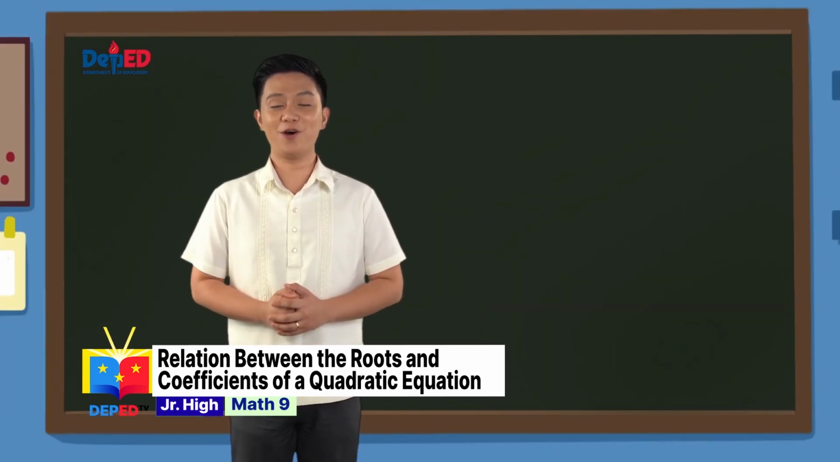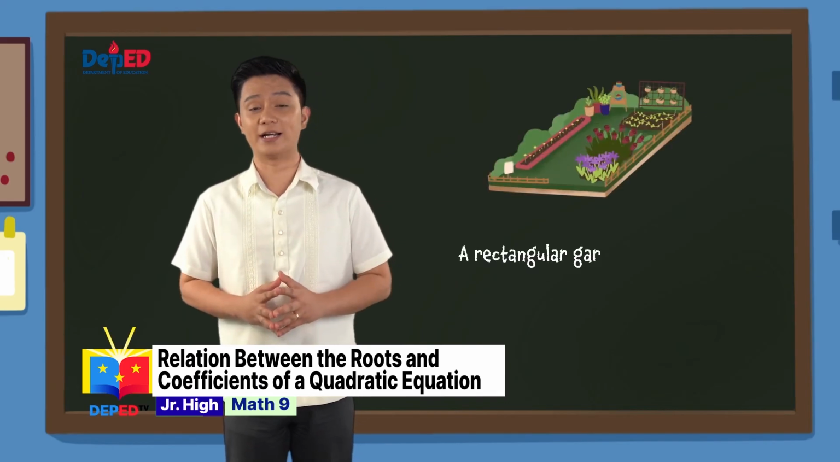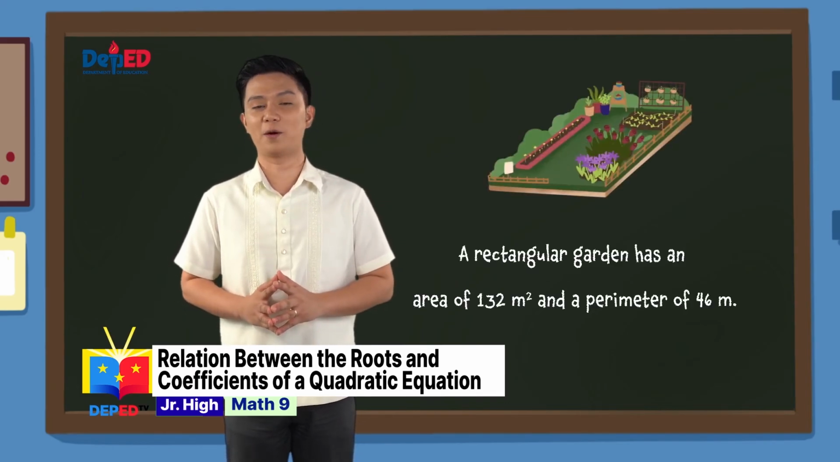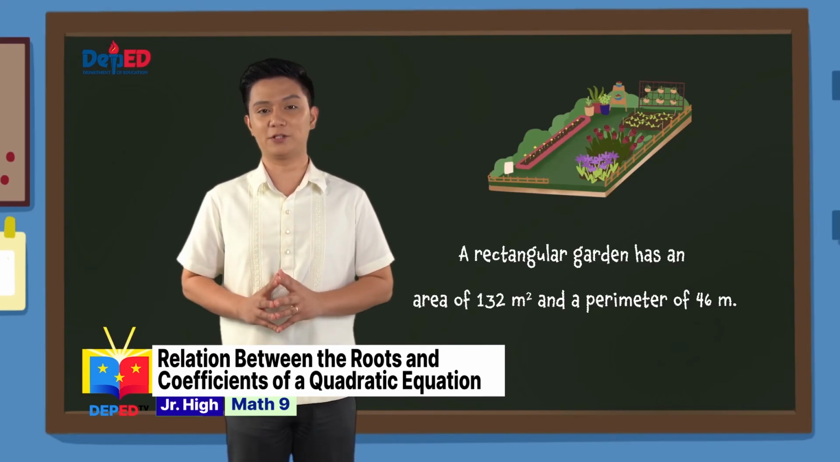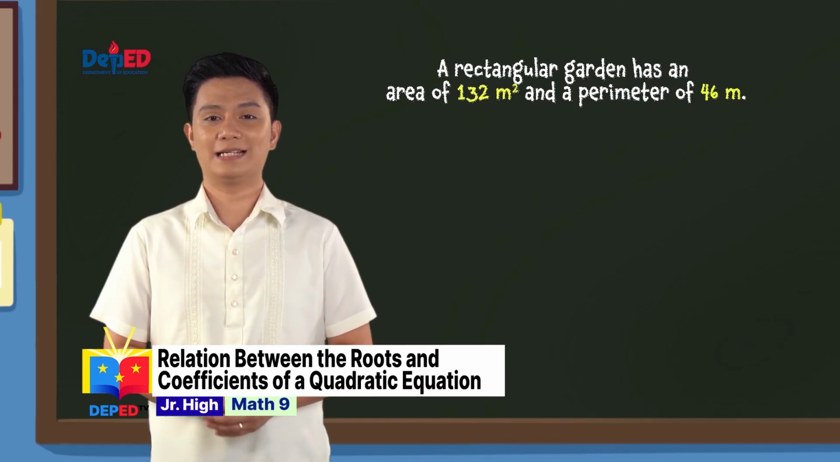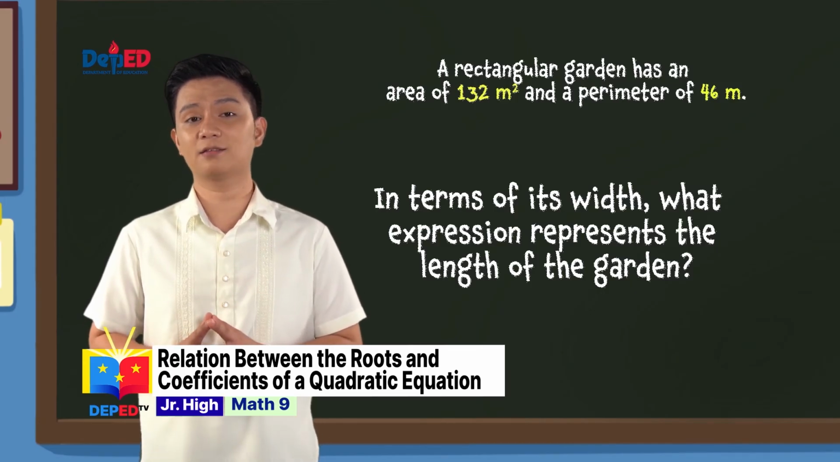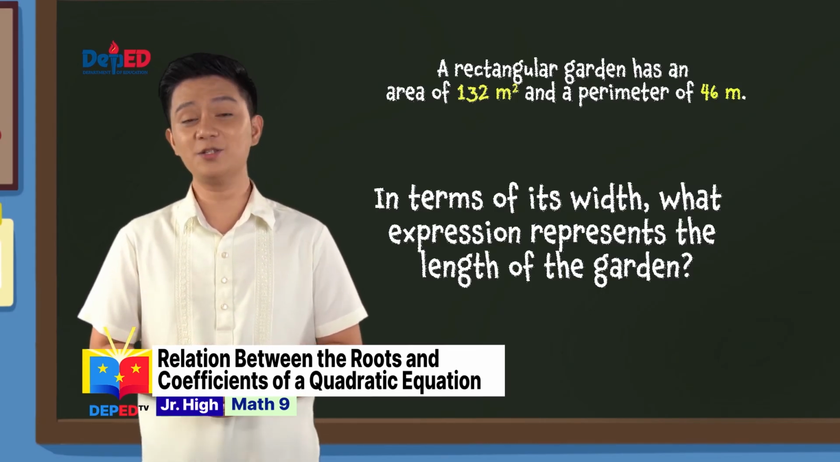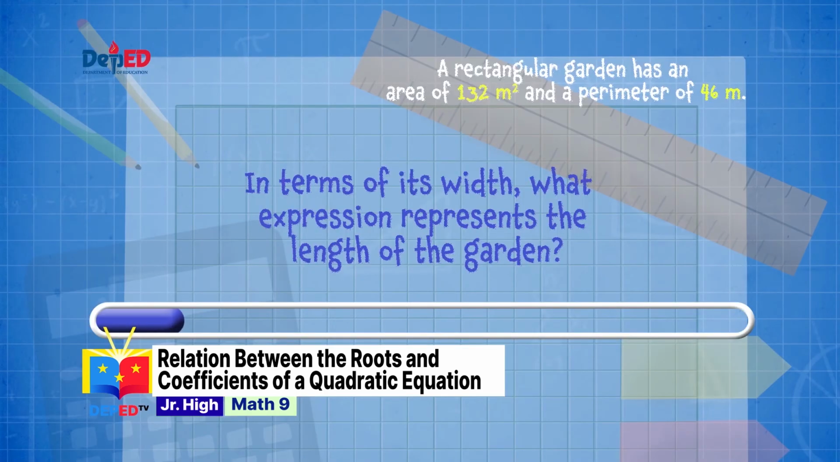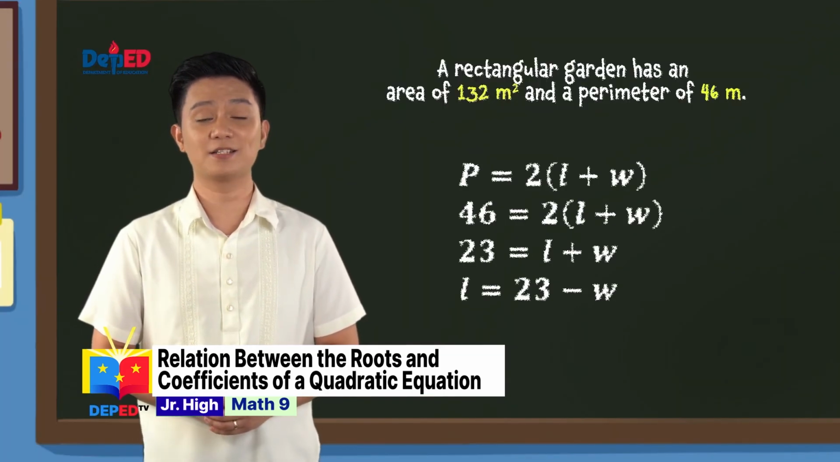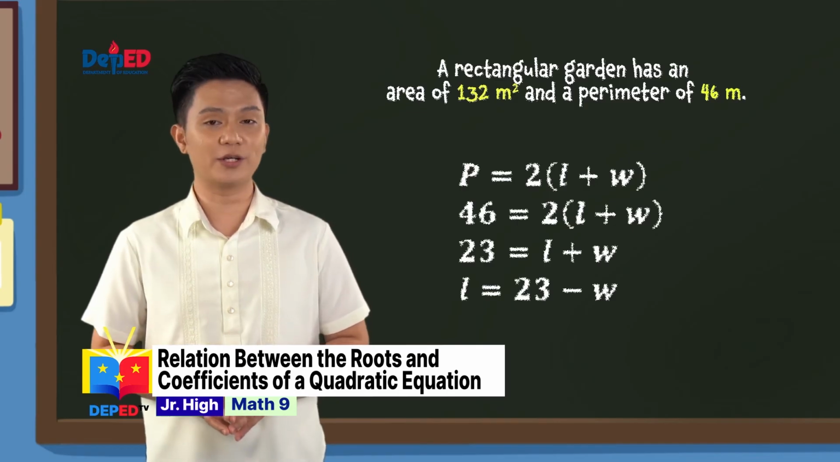Let's level it up. Here we go, super math. A rectangular garden has an area of 132 square meters and a perimeter of 46 meters. Question number 1. Expressed in meters and in terms of its width, what expression represents the length of the garden? For 15 seconds, go! And time is up. The answer is, the length is equal to 23 minus w.